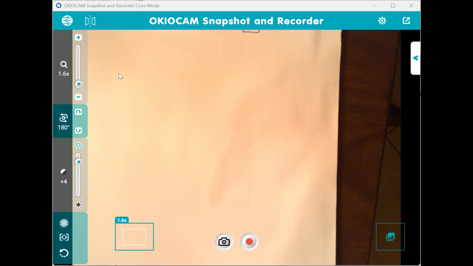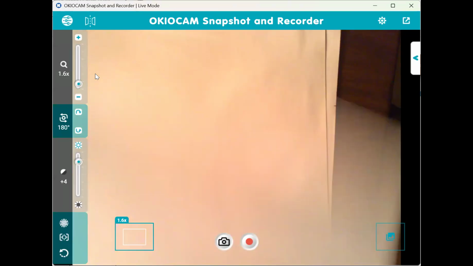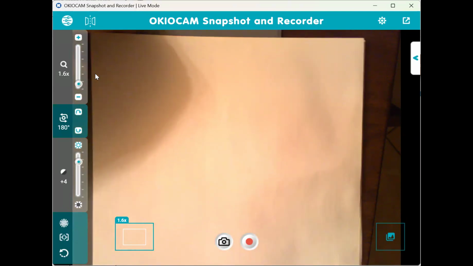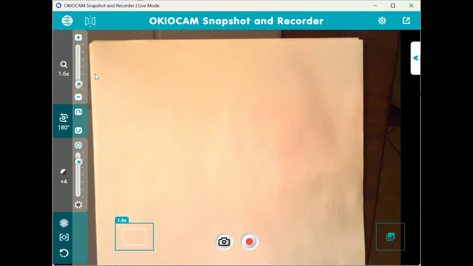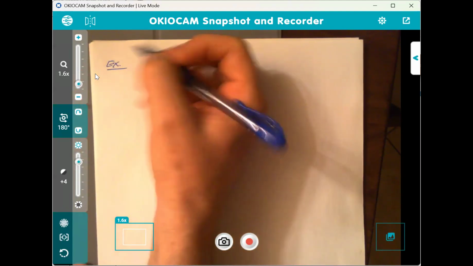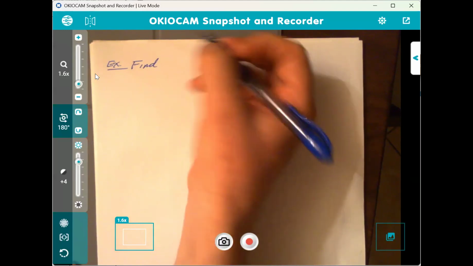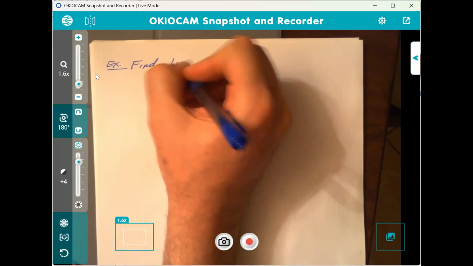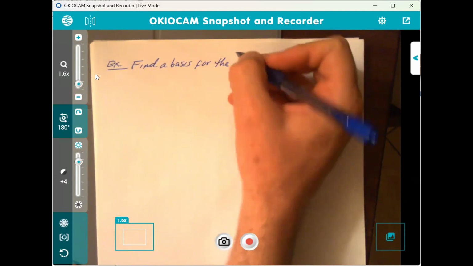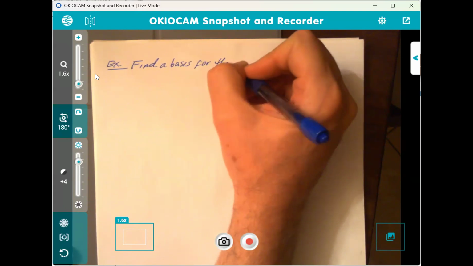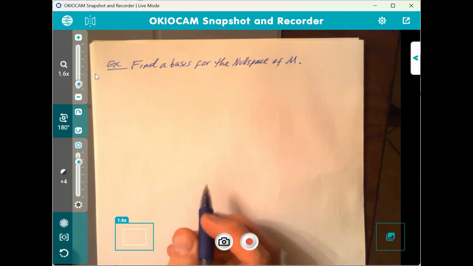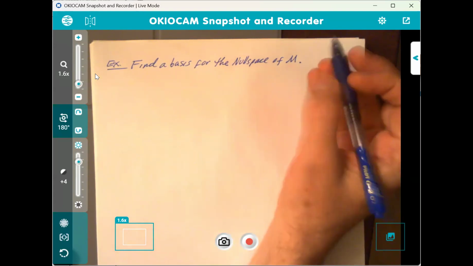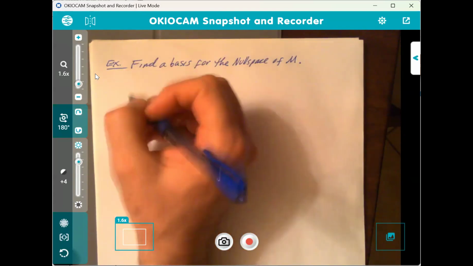Okay, so let's take a look at our next example here. In this next example, let's say the question is we want to find a basis for the null space of matrix M. Or A, doesn't matter.